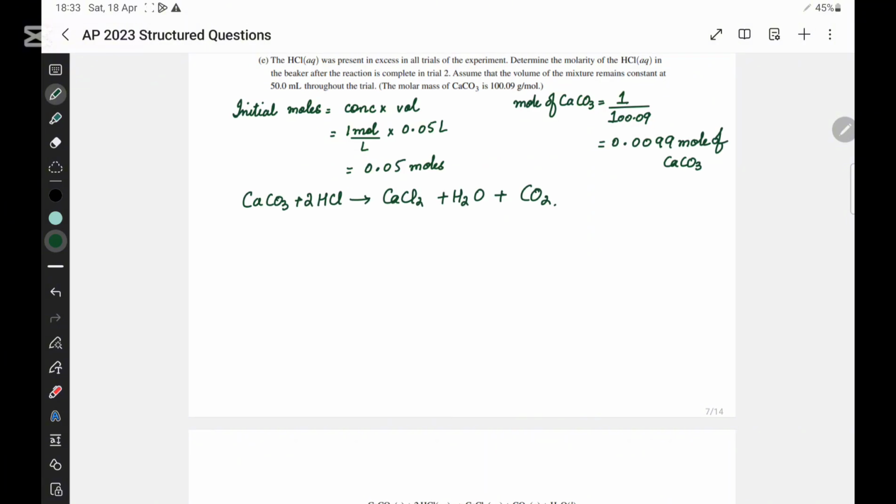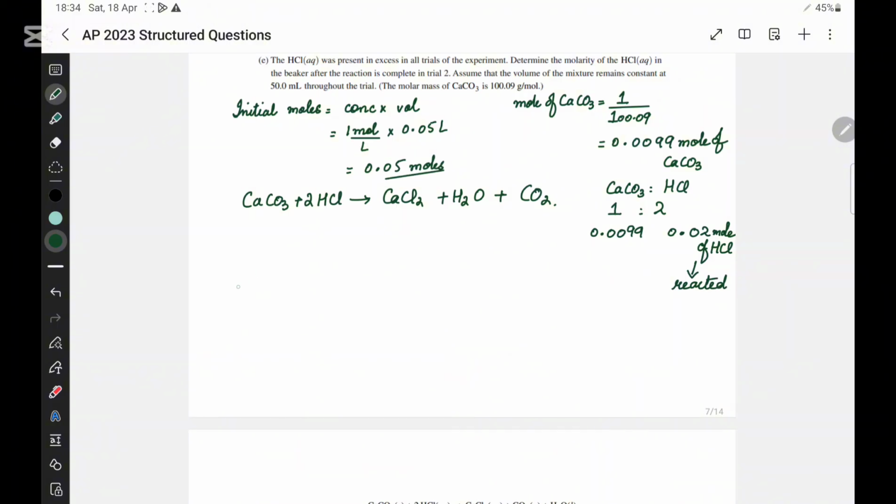As we know that 1 mole of calcium carbonate combines with 2 moles of HCl, they are having 1:2 calcium carbonate with HCl. So as they are having 1:2, if it is going to be 0.0099, that comes out to be like 0.02 mole of HCl which has reacted. That is reacted, and those are the initial moles.